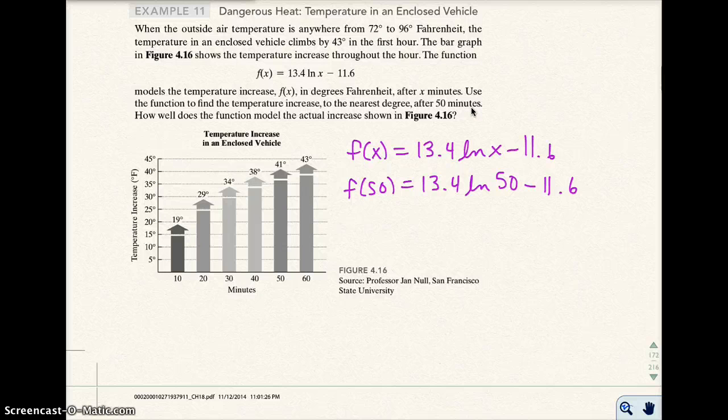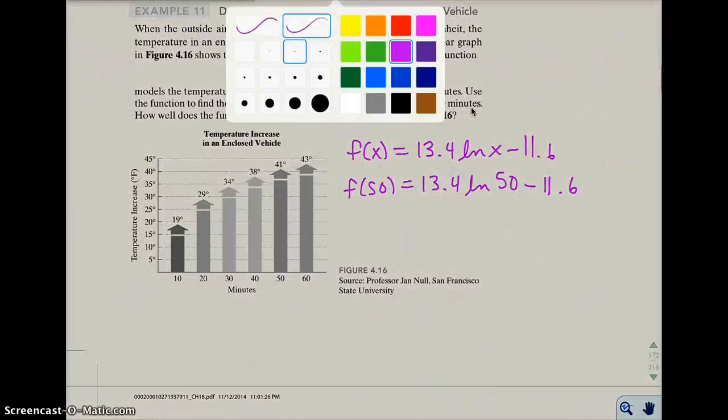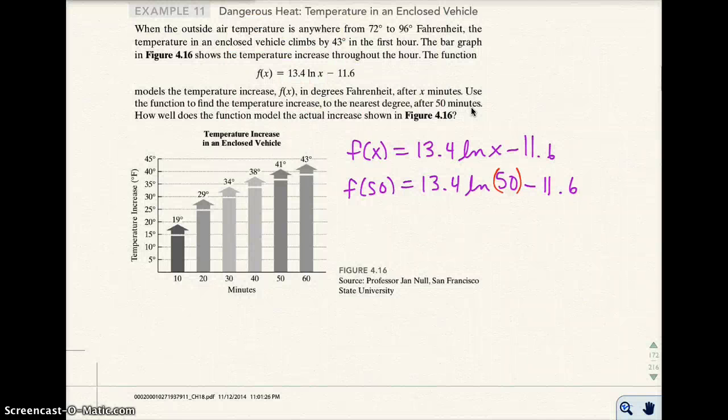When you type in your calculator, just make sure that you actually have parentheses around this part, because you're only doing the natural log of 50. You're not doing the natural log of 50 minus 11.6. You've got to keep that together. Go ahead and type it in your calculator with me. And again, know your calculator. If you have a different calculator, you might have to type it in separately.